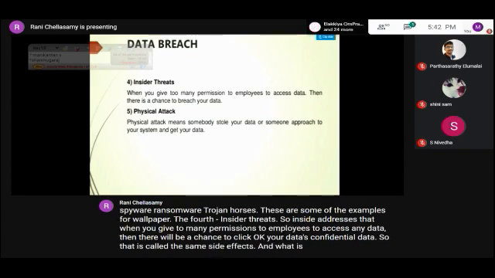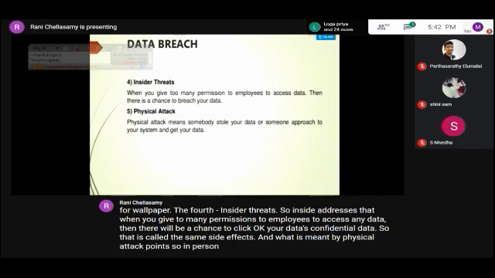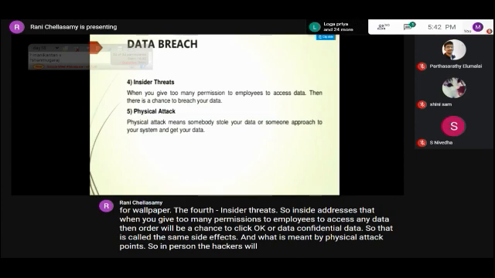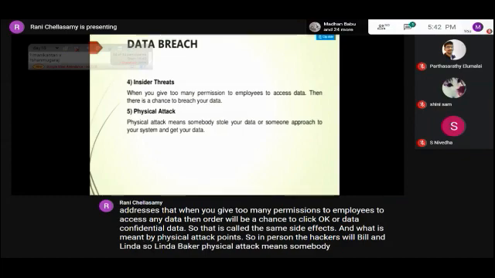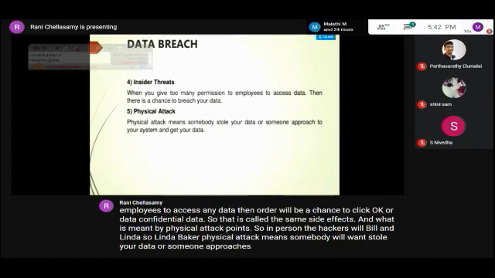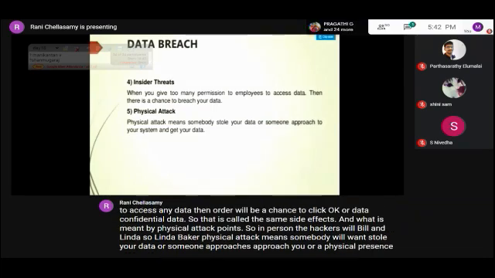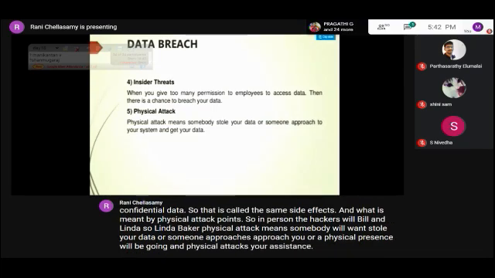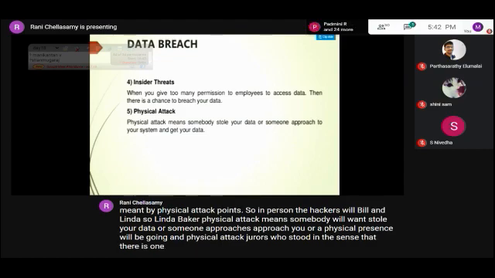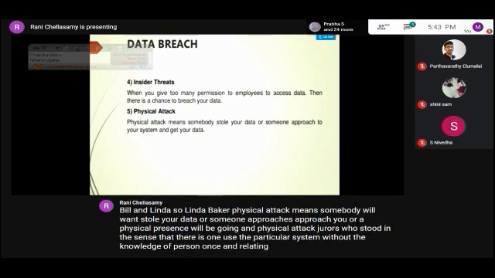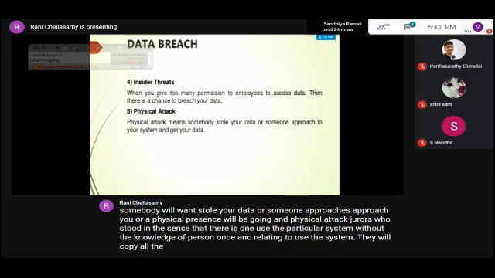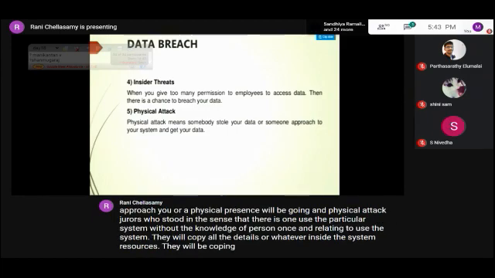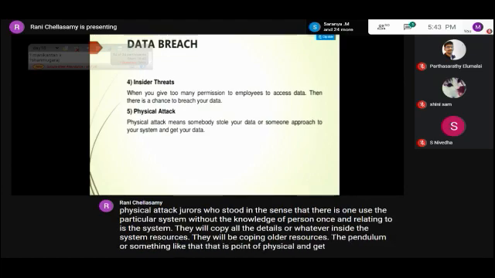Okay, and what is meant by a physical attack? In person, the hackers will go and steal the data. Someone approaches with physical presence and attacks your system. They will use the particular system without anyone's knowledge and get into it. They will copy all the data and resources inside the system onto a pen drive or something like that. That is called a physical attack, and they get all your information from the system.